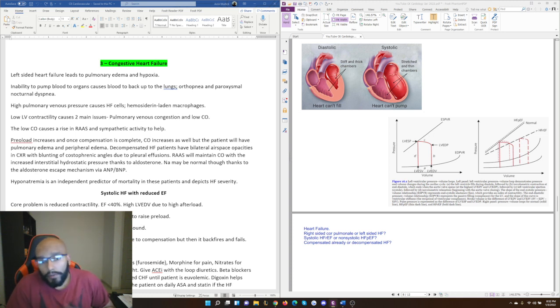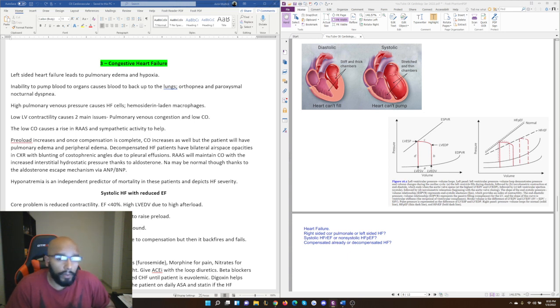In decompensated heart failure patients, you can also tell from the chest x-ray, you're going to see bilateral airspace opacities, blunting of the costophrenic angles due to pleural effusions, and a fissure sign often in chest x-rays as well because of the fluid trapped between lobes. But once you have this compensatory mechanism kicking in, the pulmonary edema often is lower and cardiac output is better and blood is not backing up into the lungs anymore.